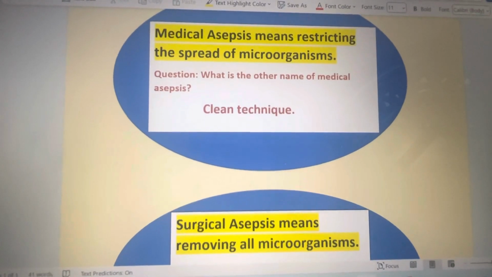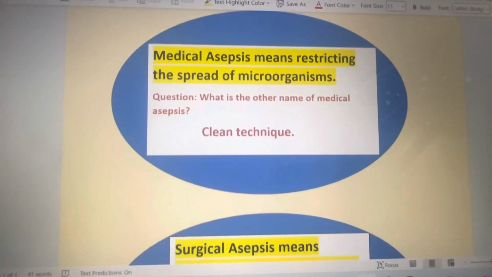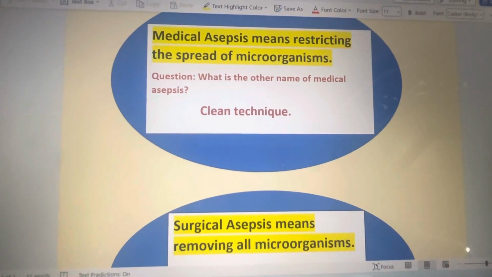So that's it. This was all about the meaning and the difference between medical asepsis and surgical asepsis.